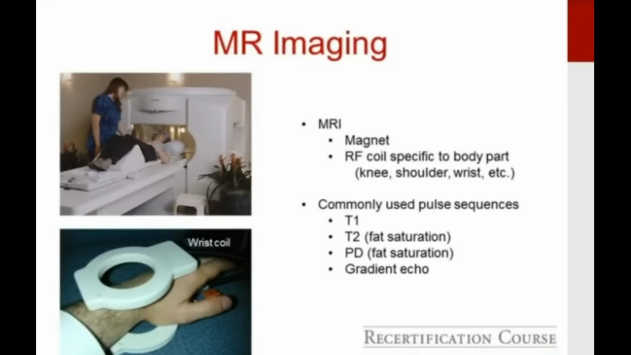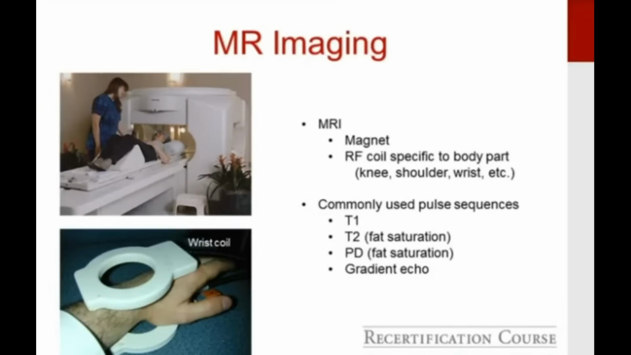With MR imaging, we have to have a magnet. It can be a high field or a low field magnet, and then a radio frequency coil. These are specific to the body part that you're looking at. So you might have one for the knee or the shoulder or the wrist, and these are radio frequency coils that emit and then receive RF pulses, and this is what we use to develop the image for the MRI.